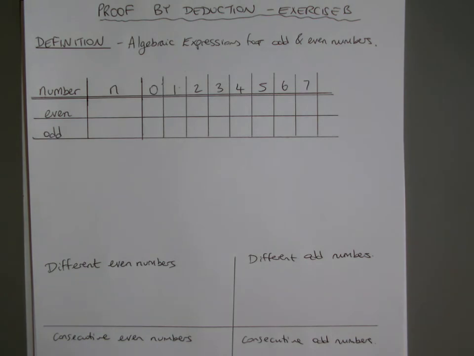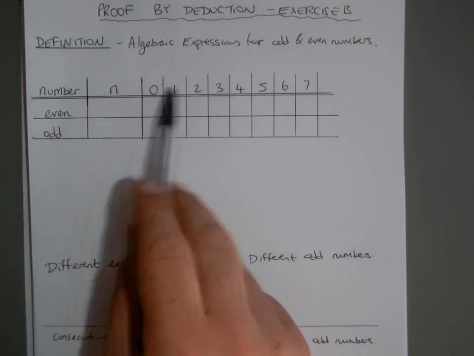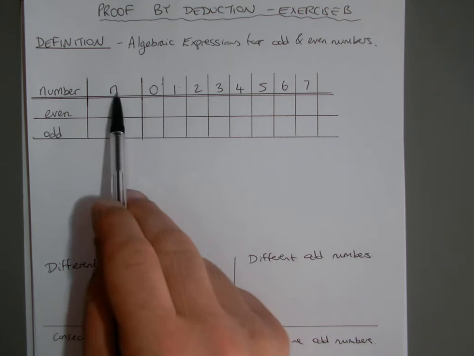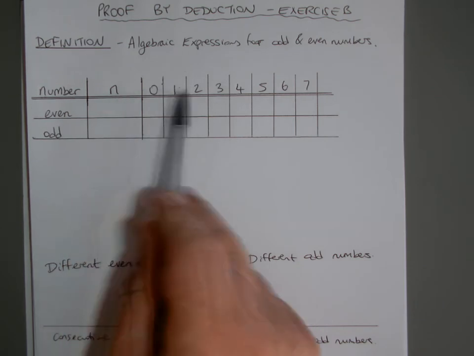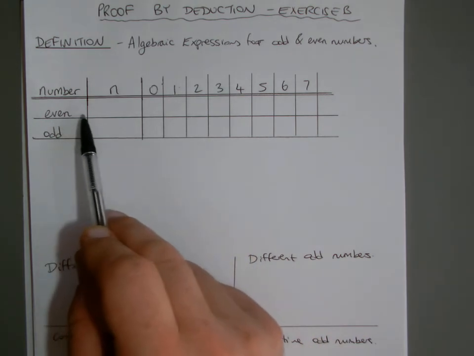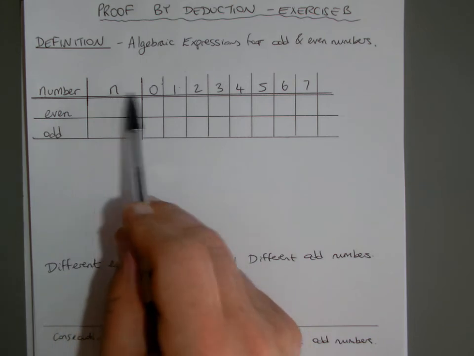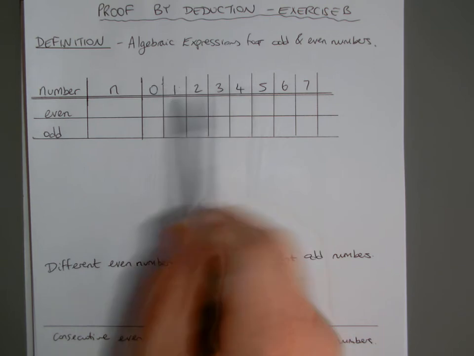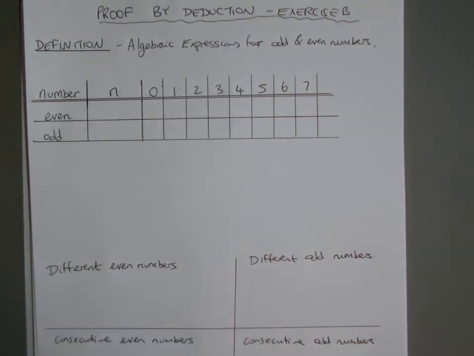Now let's think about it. We've got an expression for the counting numbers, using 0, and it's just the expression n. n represents these numbers. For even numbers, we need an expression for just the even numbers. It can't be n, can it? Because n represents both even and odd. So I just need an expression just for the even numbers. Let's think about this.